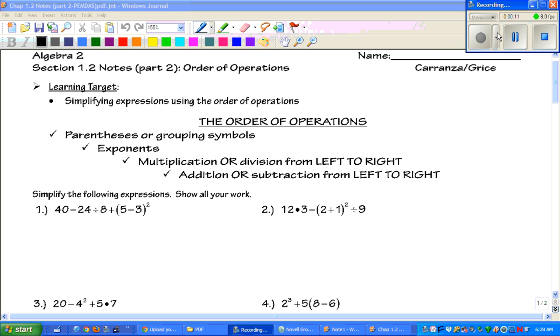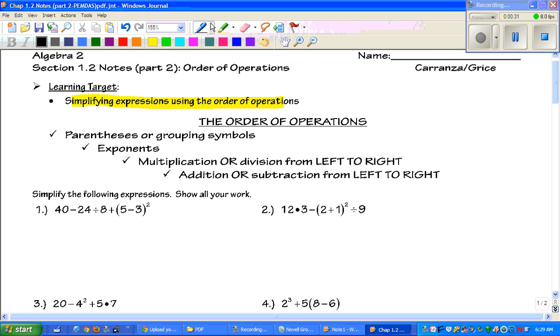Yesterday we started Chapter 1.2 talking about exponential expressions, and if you have no idea what I'm talking about, you need to go ahead and watch yesterday's video. Okay, so today we are going to learn to simplify expressions using the order of operations.